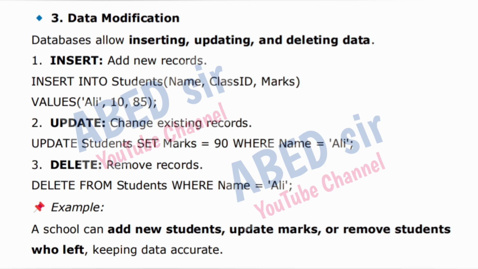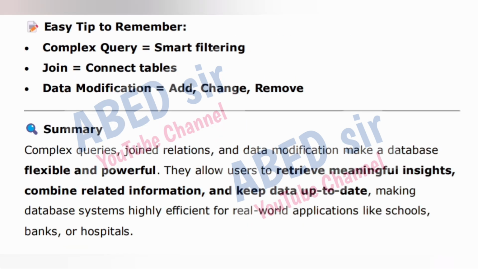Example: a school can add new students, update marks, or remove students who left, keeping data accurate. Easy tip to remember. Complex query equals smart filtering. Join equals connect tables. Data modification equals add, change, remove.